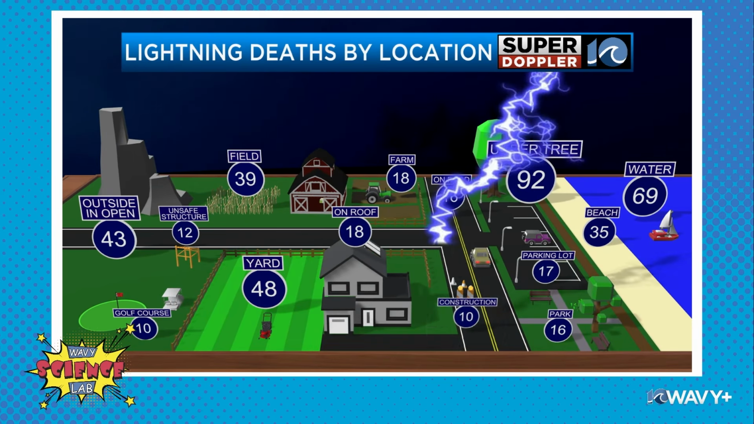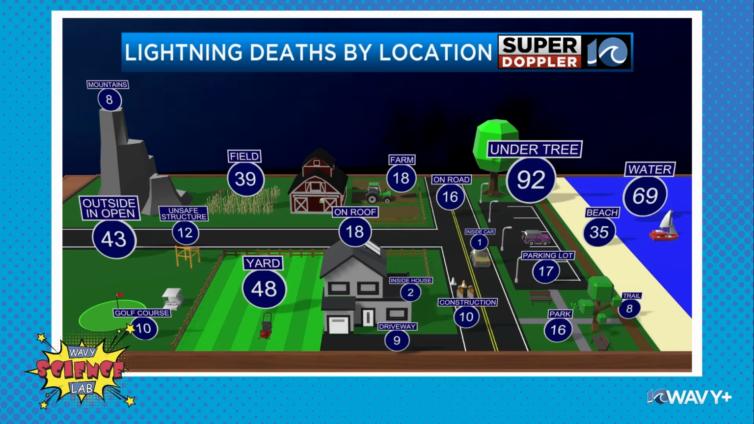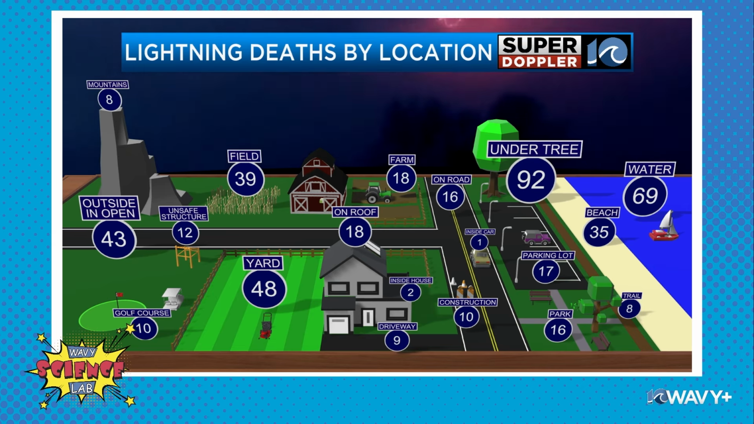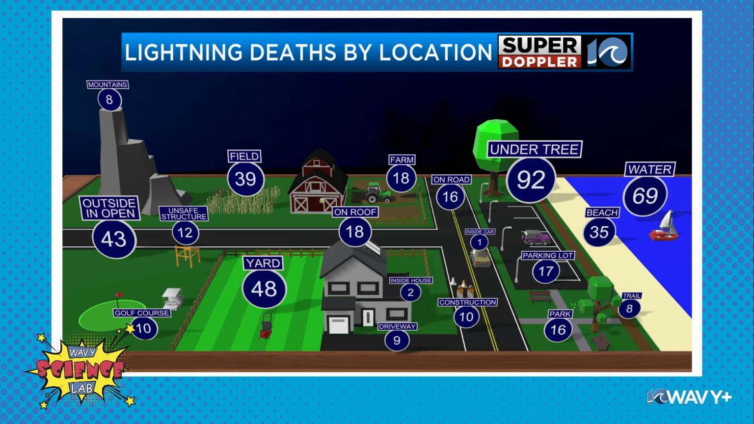Deaths, now I don't know, this is not a percentage, but the bottom line is this is kind of the number of deaths over a period of time. And so at least you can see it in relation to the others. You have under a tree, 92 deaths. In water, 69. Yard, 48. Outside in the open, 43. So, there are some themes here. Field, 39. On the roof, 18. I'm very surprised about that, but I guess a lot of people may be looking in the distance there. Construction, 10. Par, I assume that's golf. Trail, 8. Parking lot, 17. And then inside house, 2. Driveway, 9. And if you get inside, that is key to being safe.